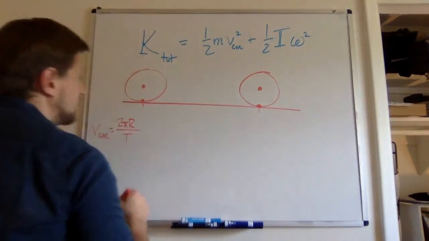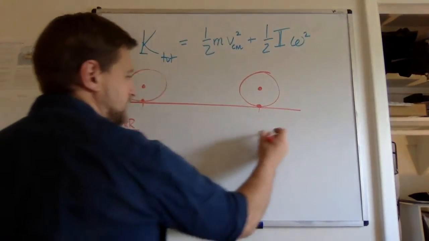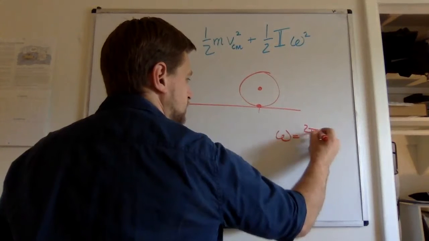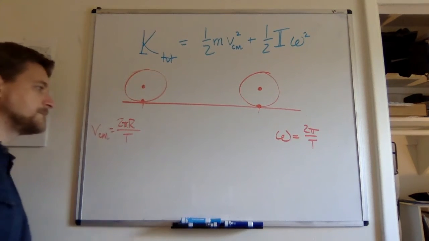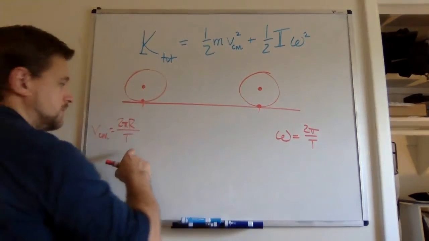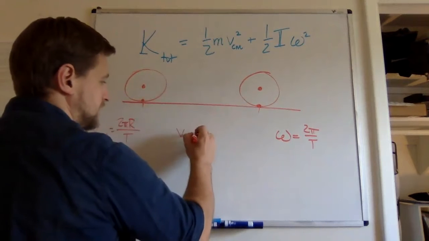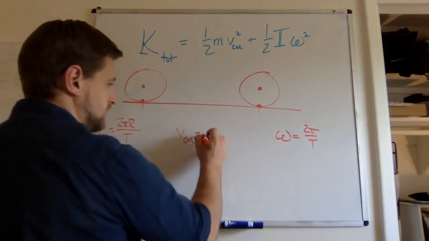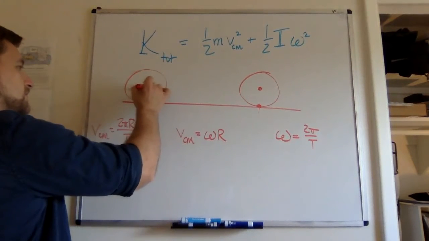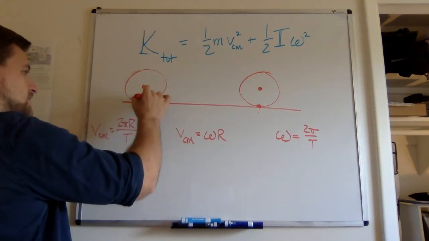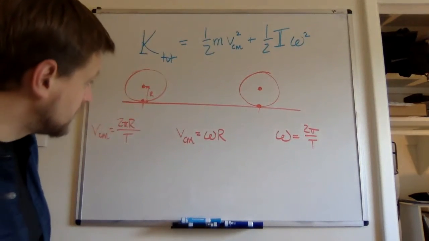Okay, but in order to make a full rotation in an amount of time capital T, omega must be 2 pi over T. And now it looks to me like the velocity of the center of mass of this rolling thing, 2 pi over T times R, is omega times R, the radius of the surface on which it's rolling. This is special.